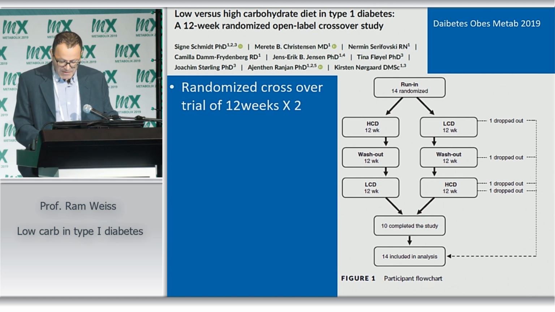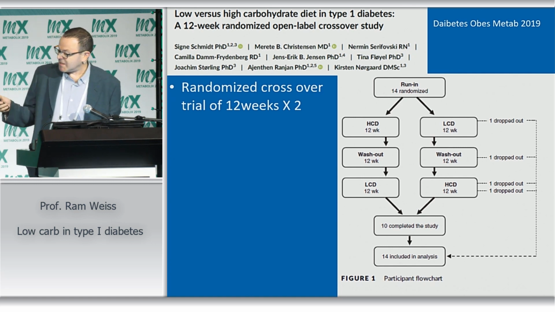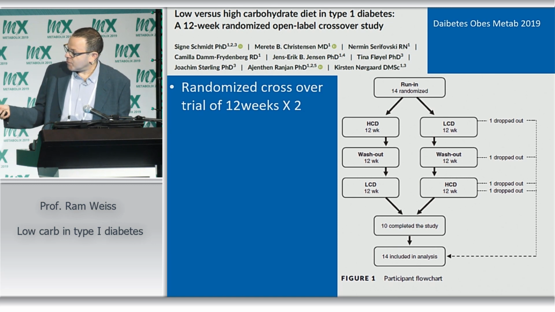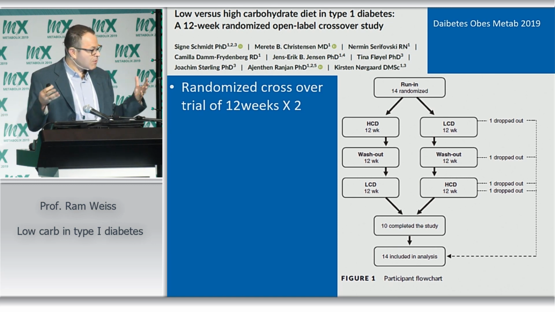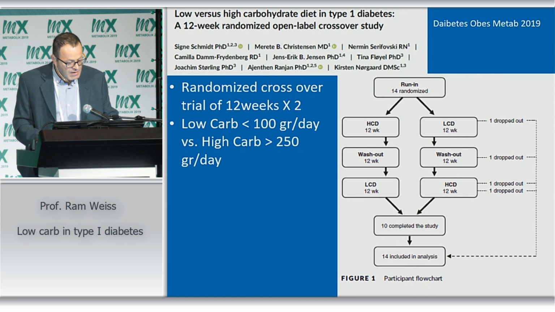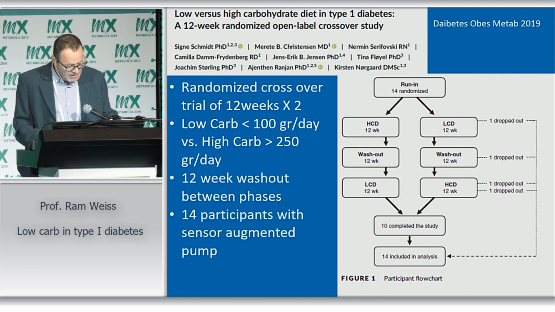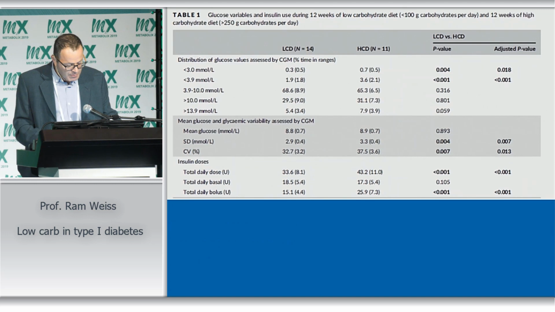Included 14 in the analysis, so what you see here is 7 and 7 on each group. This one dropped out, this one dropped out, 2 dropped out here, but you used their data anyway. Low carb was defined as less than 100 grams a day. That's not real low carb. High carb was more than 250. 12-week washout, as I said. All of them had sensor-augmented pumps.